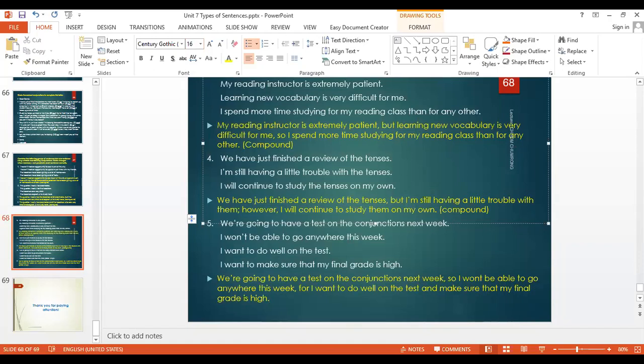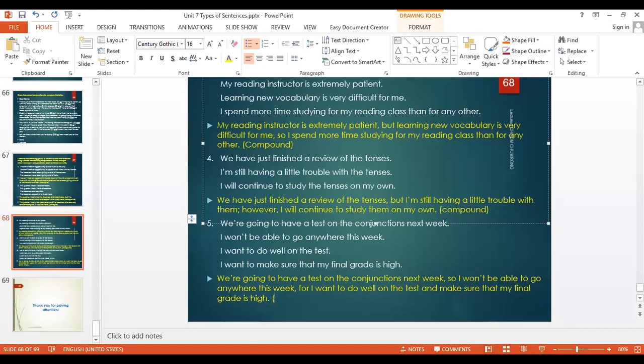So everybody, is it okay for this sentence? We're going to have a test on the conjunction next week. So I won't be able to go anywhere this week. For I want to do well on the test and make sure that my final grade is high. Okay, everybody, is it okay? No problem. Anyone? No, teacher. Yeah, it is correct.